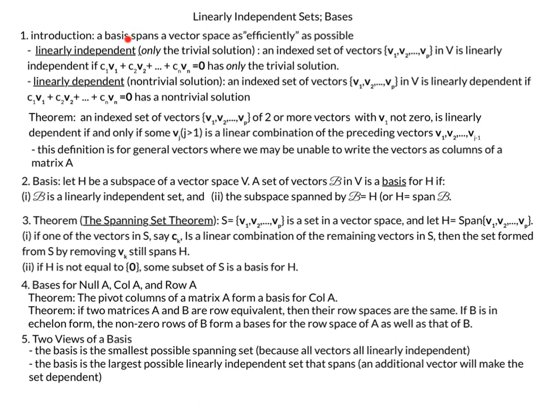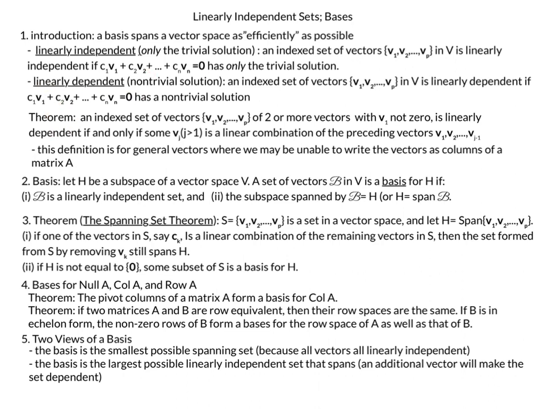We start with the idea that a basis is something that spans a vector space as efficiently as possible. And by efficiently, we mean with linearly independent sets. To be linearly independent, there's only the trivial solution to the linear combination of all the vectors. So an indexed set of vectors, v1 through vp, is linearly independent if c1 v1 plus c2 v2 up to cp vp equals 0 has only the trivial solution. The set is linearly dependent if there's a non-trivial solution to the equation.